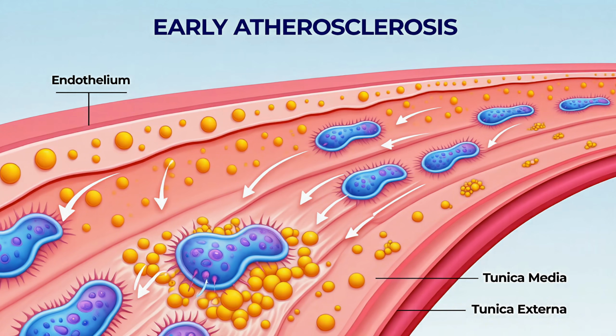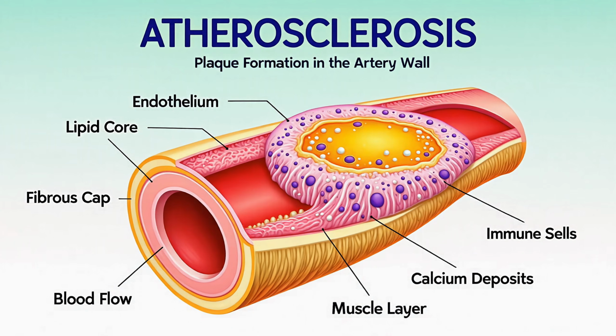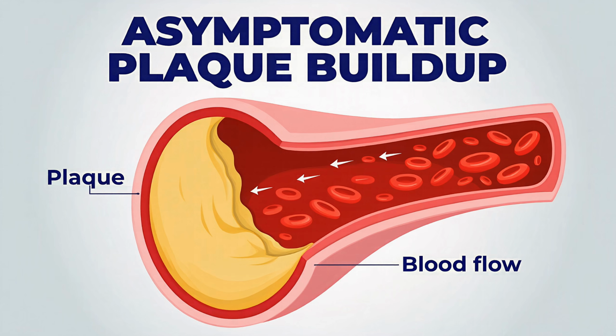The type of cholesterol most involved in this process is LDL cholesterol. LDL stands for low-density lipoprotein. It is one of the particles that carry cholesterol through the bloodstream. When LDL particles accumulate beneath the artery lining, the immune system treats them as a problem that needs to be cleaned up. Immune cells move into the area and begin trying to remove the cholesterol. Over time, this interaction between cholesterol particles, immune cells, and artery tissue forms a structure called a plaque.